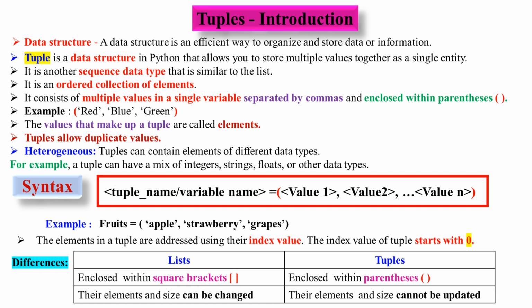The elements in a tuple are addressed using their index value. The index value of tuple starts with 0. The main difference between lists and tuples is that lists are enclosed in square brackets and their elements and size can be changed, while tuples are enclosed within parentheses and cannot be updated. Tuples are thought of as read-only lists.